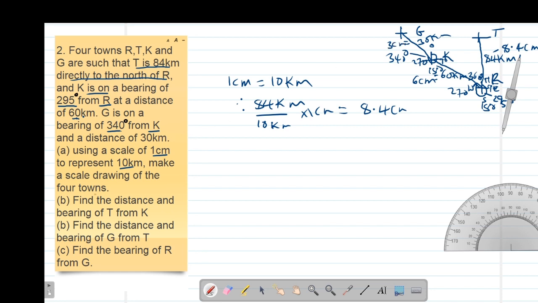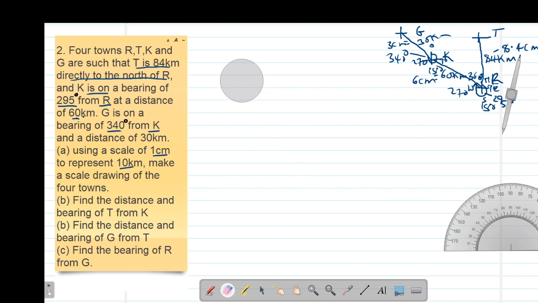So make a scale drawing of the 4 towns. So this is our sketch. Now we need to draw it to scale. So of course the first thing, we are going to start with the point that we were given initially, which was actually the point R. So I need a lot of space on the left hand side. Therefore I'm going to put my point R at around this point here. So I need my point R here.